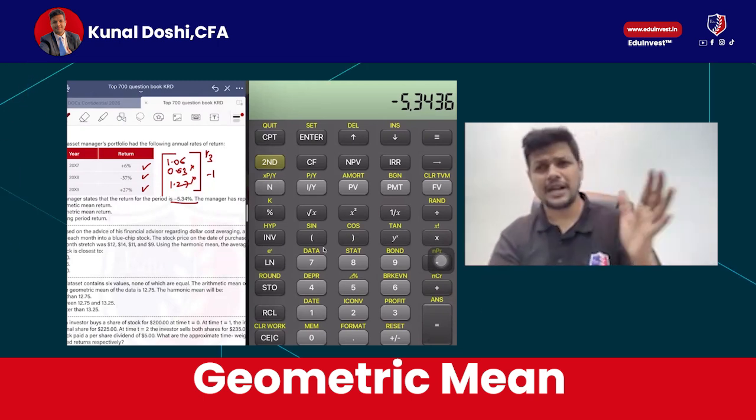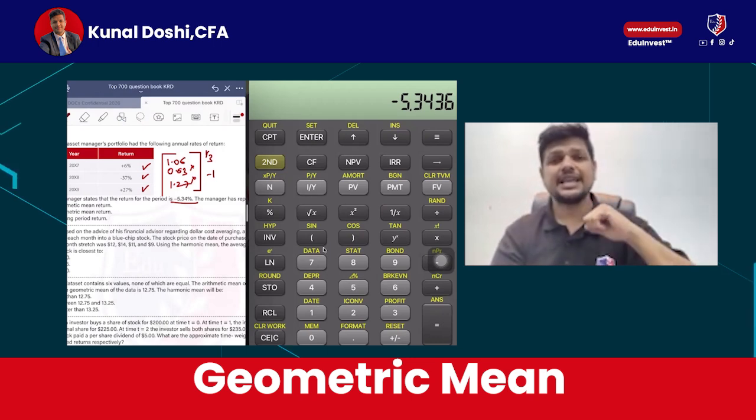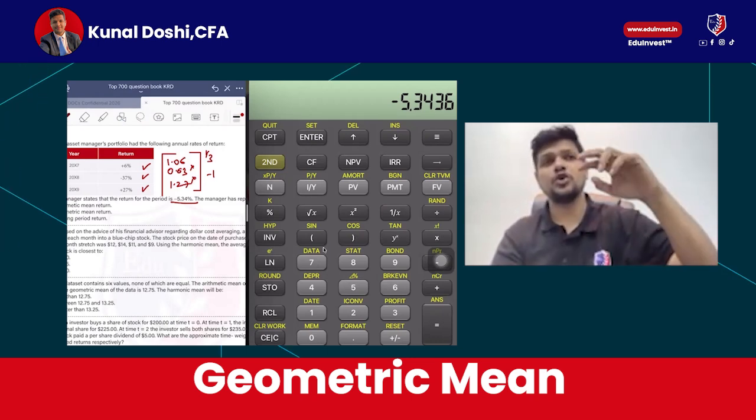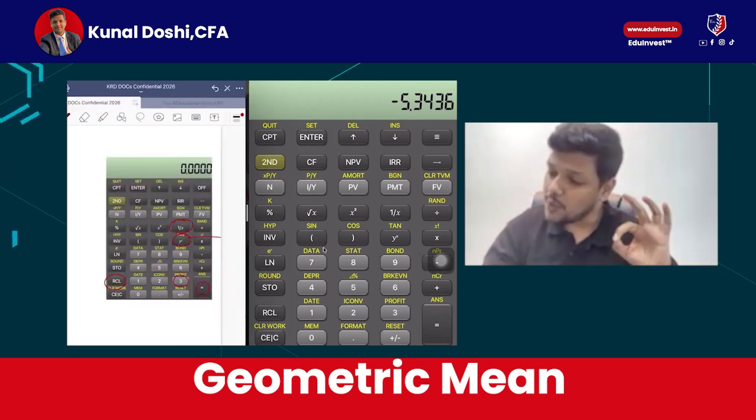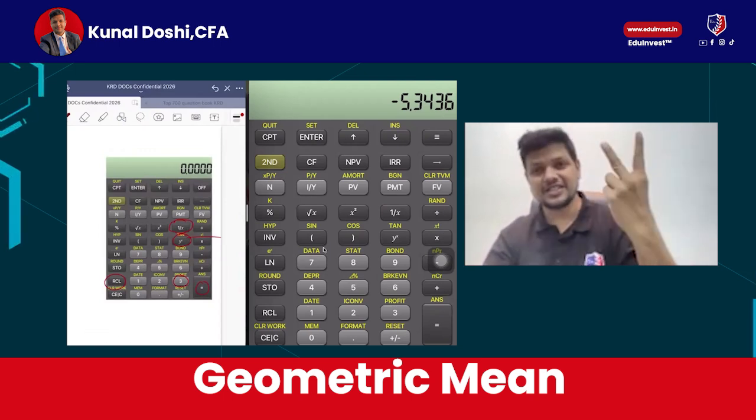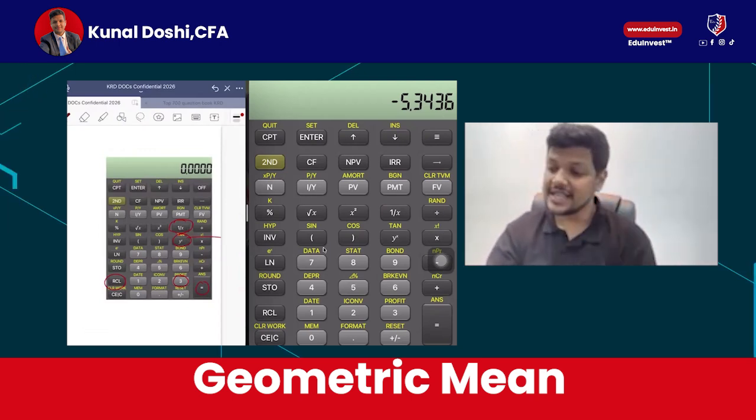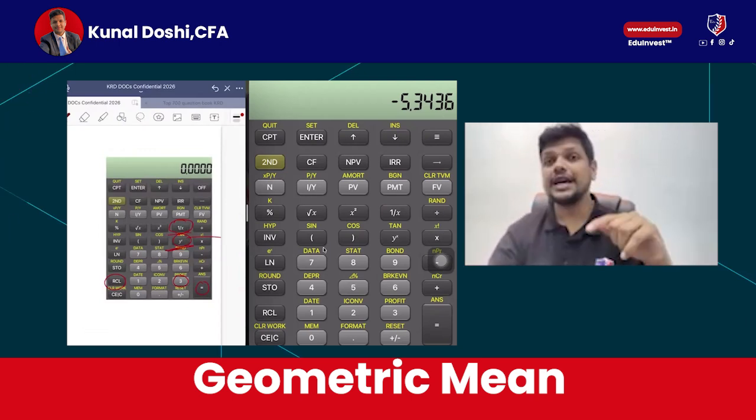If it was 5 years, I would multiply all 5, store it in 6, and then to the power I would do 5. I would do what? I would press y to the power x, 5 and inverse. So here you learn two functions, how to compound and how to do the inverse.